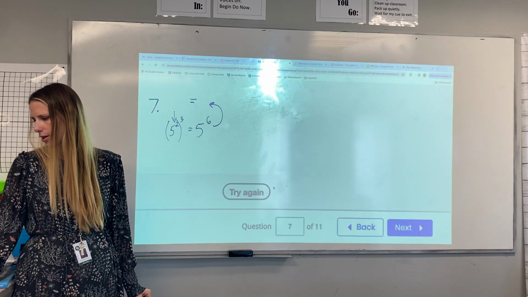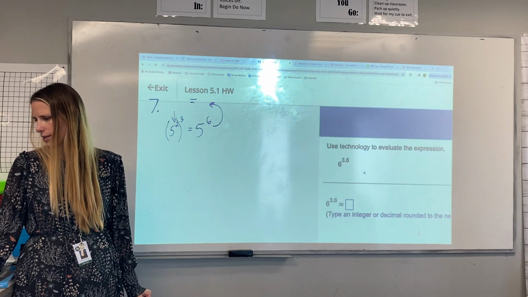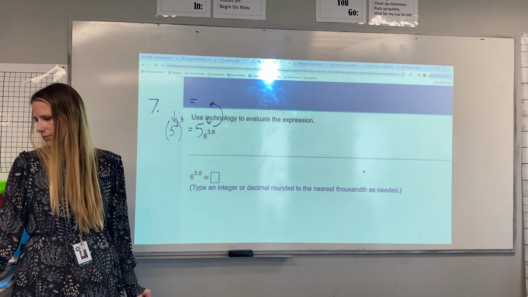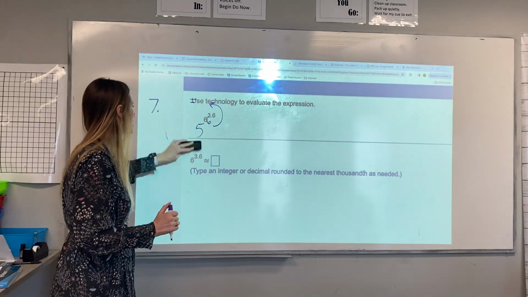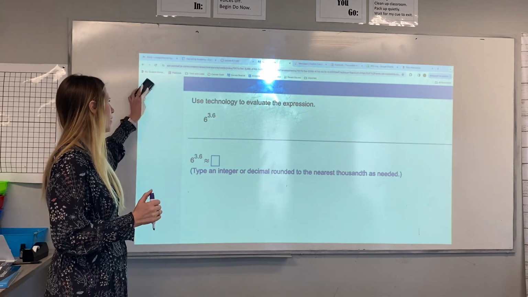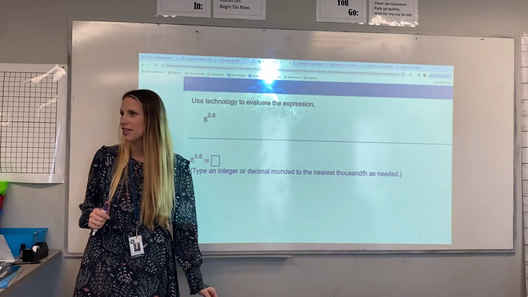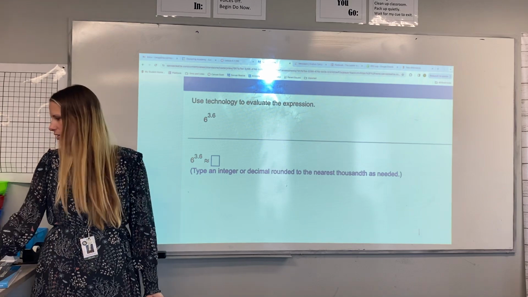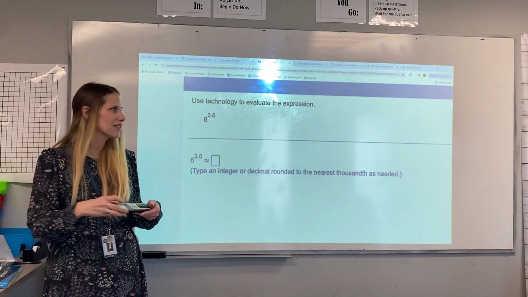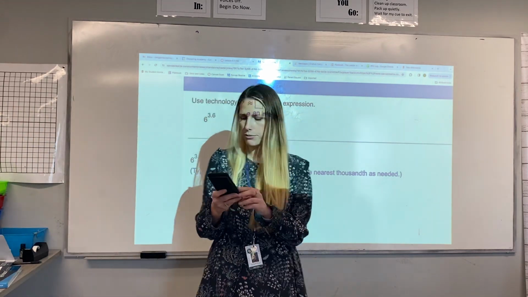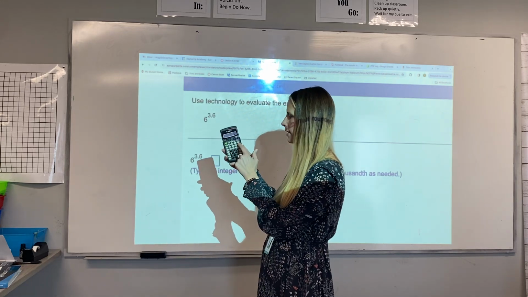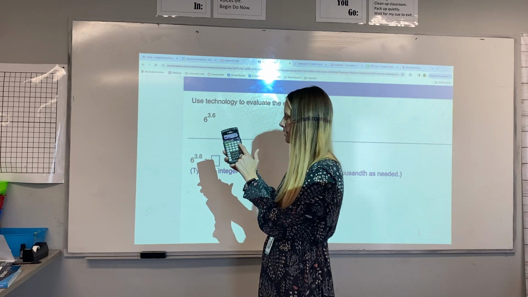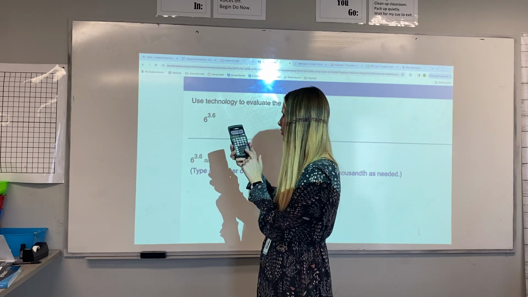So number 8 is next. I don't get number 8. Oh, this is a funny question. It says use technology to evaluate the expression. What do they mean by technology? Your calculator. Go ahead and use your calculator. We're going to type in the number 6. Then we're going to use our y to the x power button. And then we're going to type in 3.6.